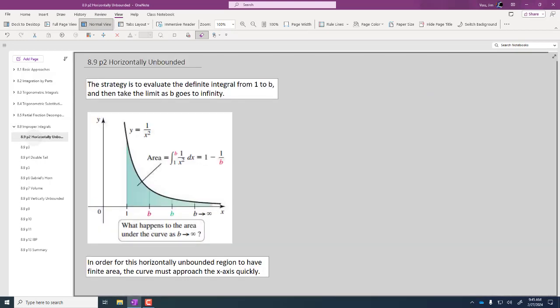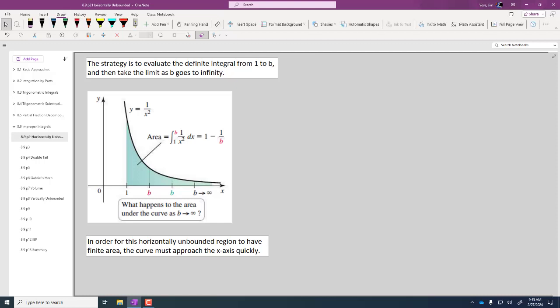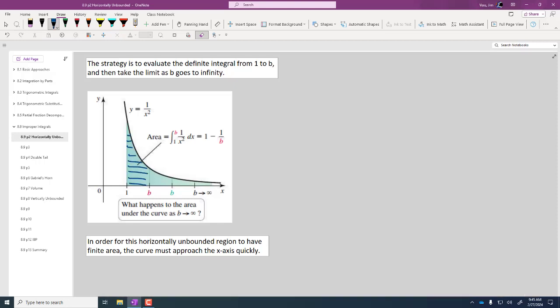So let's try some of these unbounded, horizontally unbounded regions. We'll first look at a right tail. And so the strategy is to evaluate the definite integral from 1 to b. So the strategy is find this area from 1 to b, right there. But then we're just going to let b creep out to the right, i.e. take the limit as b goes to infinity and see if we get a finite answer.